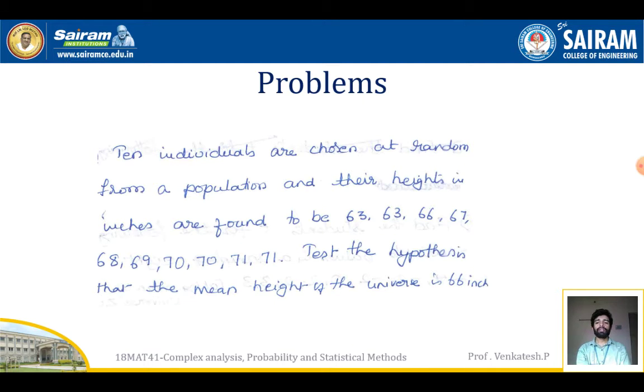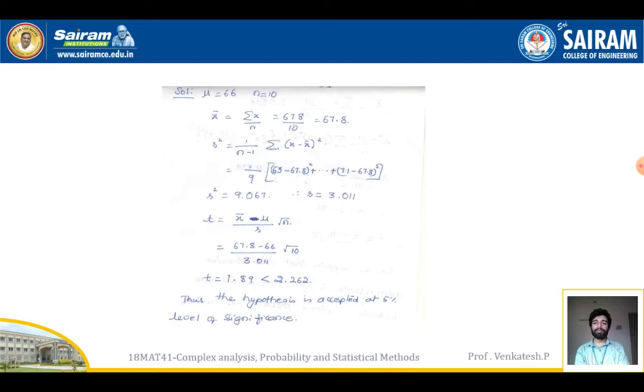Example number 4. Ten individuals are chosen at random from a population and their heights in inches are found to be 63, 63, 66, 67, 68, 69, 70, 70, 71, 71. Test the hypothesis that the mean height of the universe is 66 inches. So here we have to frame the hypothesis first, that is the null hypothesis and the alternative hypothesis. So first let me frame the hypothesis.